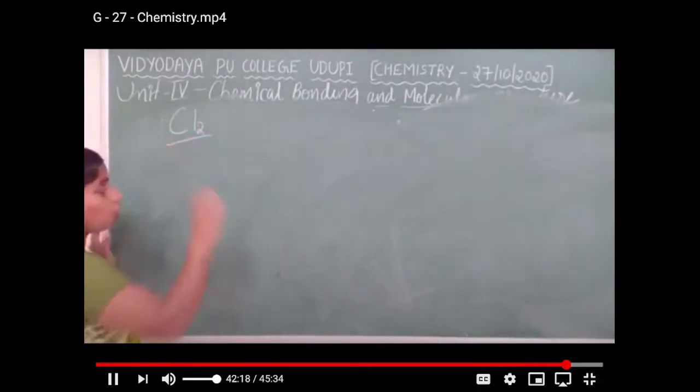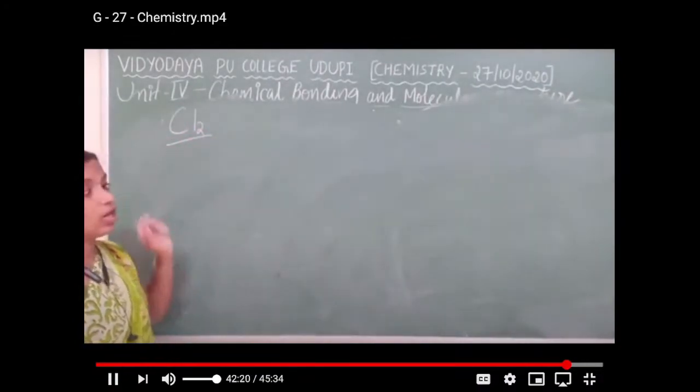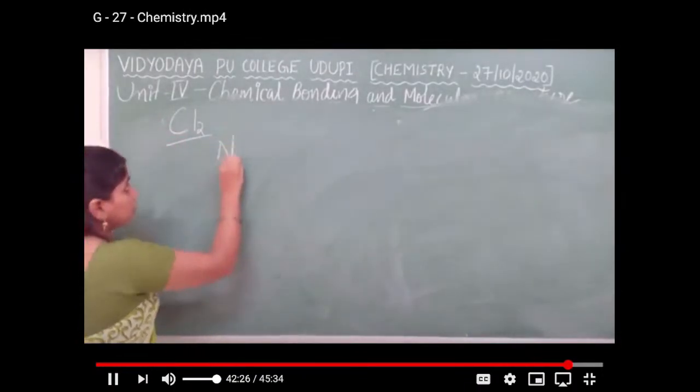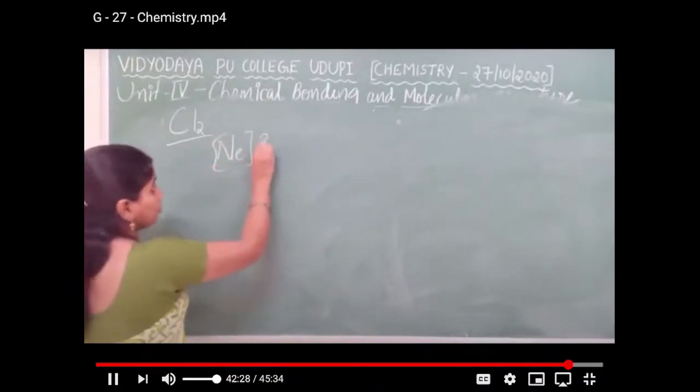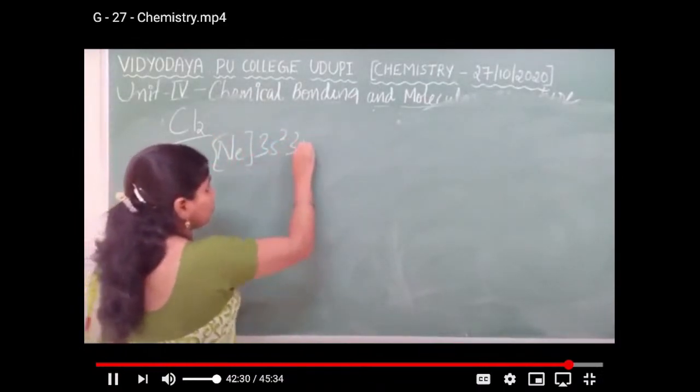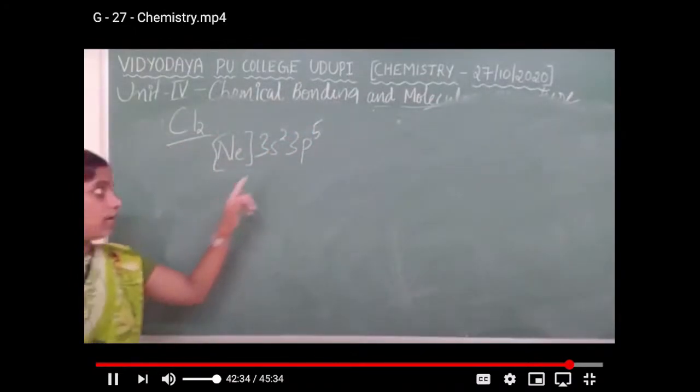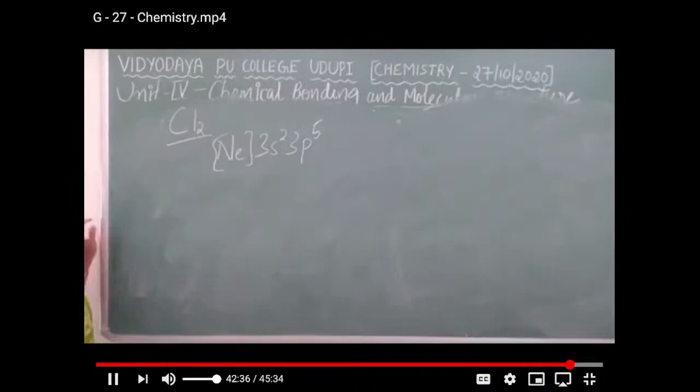The example given is the chlorine molecule, Cl2. The electronic configuration of chlorine is neon 3s2 3p5. The two chlorine atoms require one electron each to attain stability.